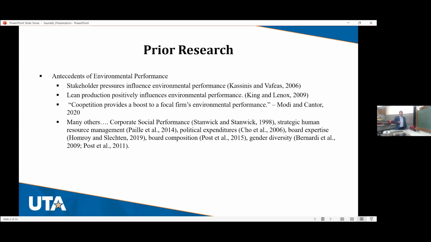Now, in terms of the antecedents to this environmental performance, we see that many of these antecedents, corporate social performance, strategic human resource management, political expenditures, board expertise, board composition, diversity aspects, all of them have been shown to have some kind of an influence, mostly positive, on environmental performance. So where does our research fit in?